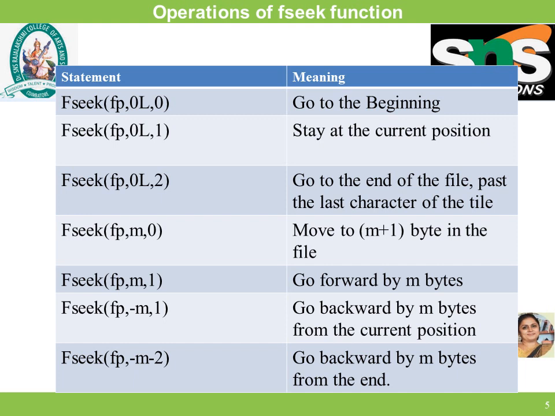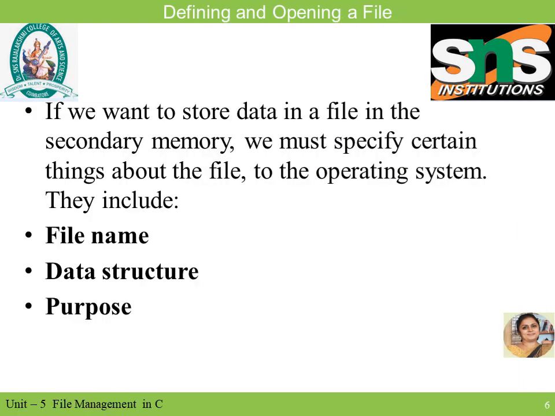Next, if it is 1, it goes forward by m bytes. If it is minus m, it goes backward by m bytes from the current position. If it is minus m with 2, it goes backwards by m bytes from the end.